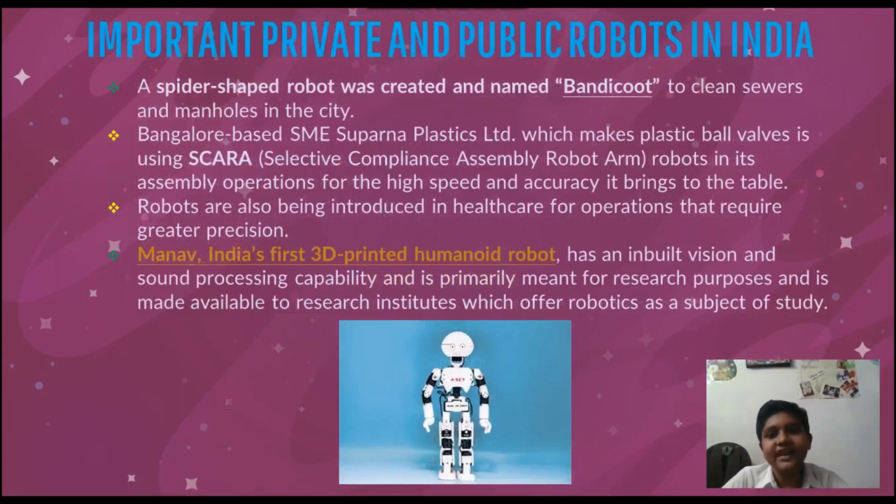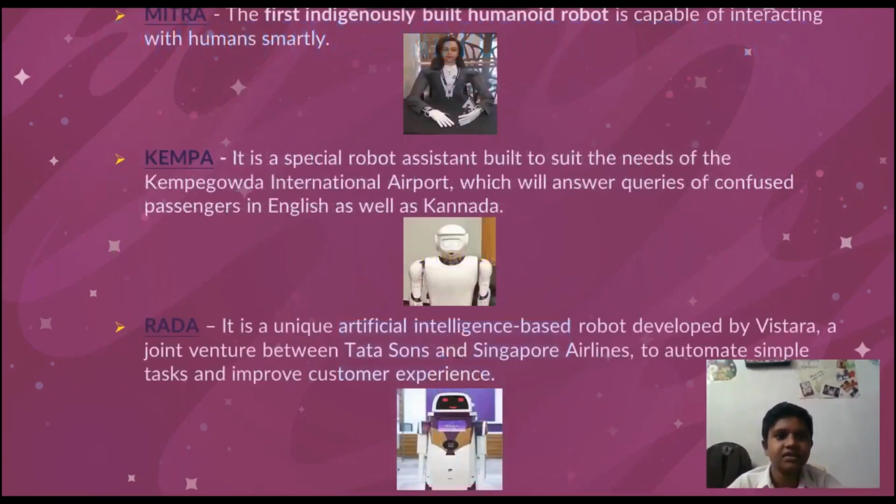Important private and public robots in India. Manav, India's first 3D printed humanoid robot, has an inbuilt vision and sound processing capability and is primarily meant for research purposes and is made available to research institutes which offer robotics as a subject to study. These are the types of important private and public Indian robots.